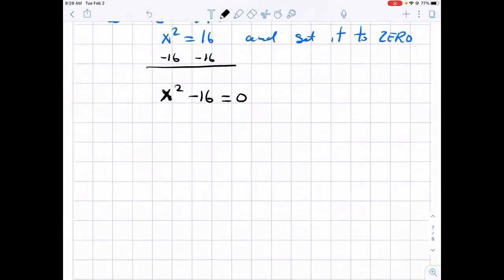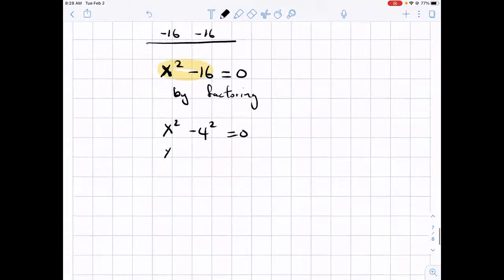Now you learned that we can factor this. This is a difference of squares. So by factoring, we have x squared minus 4 squared is equal to 0. So x minus 4 times x plus 4 is equal to 0. Remember, each one of these is called a factor.